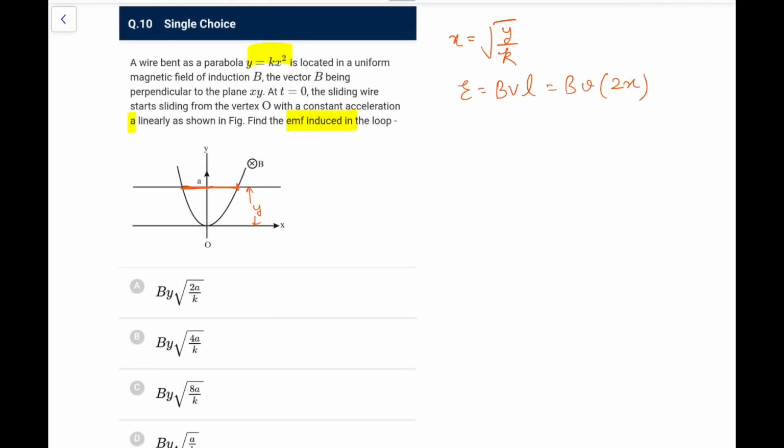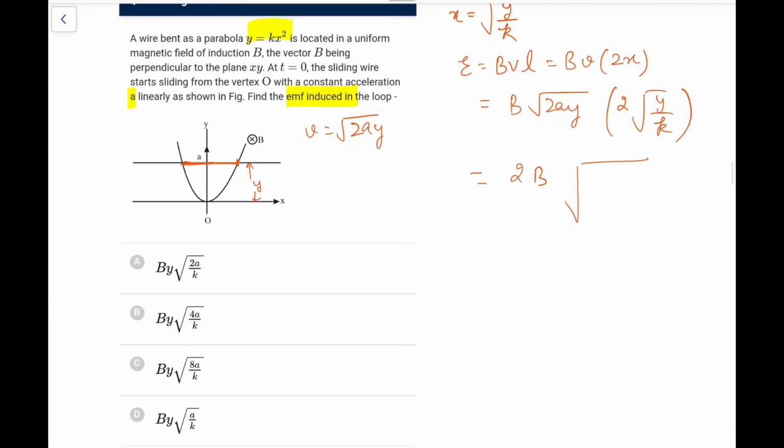Now V, normally I can write it as at, but there's no t term, so I can use V as root 2ay here. So B into root 2ay and 2x, so 2 times root of y by k. Let's keep 2 inside, so I will have B, and this will become 8a by k, and y will come out. So for me, option C seems to be the answer. Let me check. Yes, C is the answer.